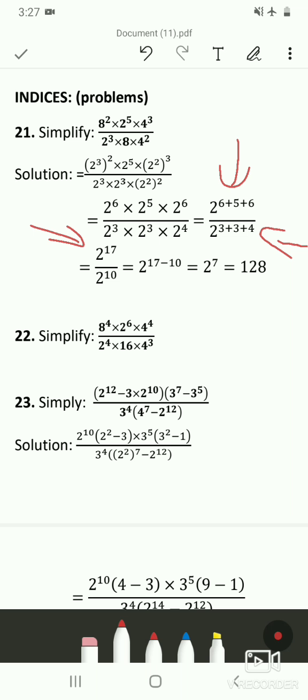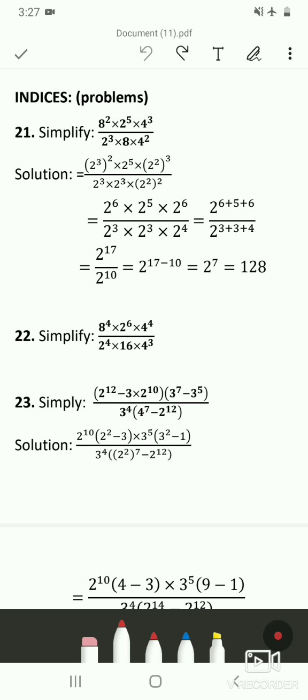Now you are using the second law, that is a raised to m upon a raised to n can be written as a raised to m minus n. Your m is 17 and n is 10. So you will get the answer as 2 raised to 17 minus 10, which is nothing but 2 raised to 7. So the final answer is 128. You can stop at the answer 2 raised to 7, but this is a small number, so you can write it as 128.